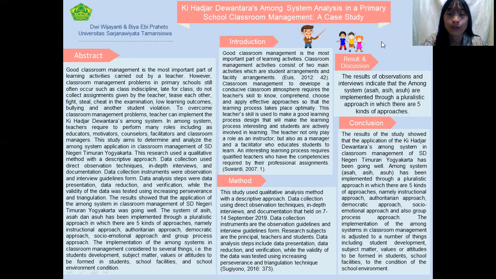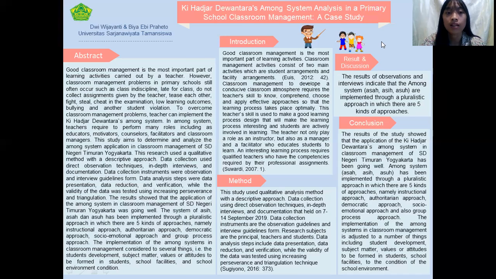As we can see, good classroom management is the most important part of learning activities carried out by a teacher. However, classroom management problems in the primary schools still often occur, such as class indiscipline, being late for school, not collecting assignments, teasing each other, fighting, stealing, cheating in the examination, low learning outcomes, bullying, and other student violations.